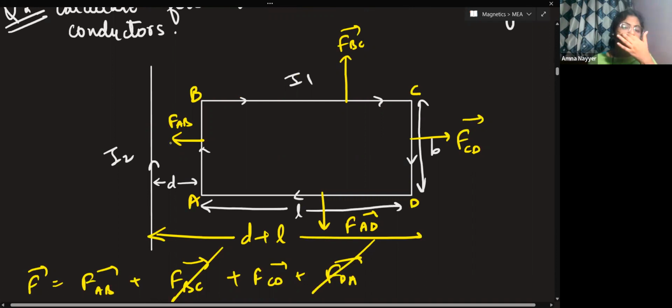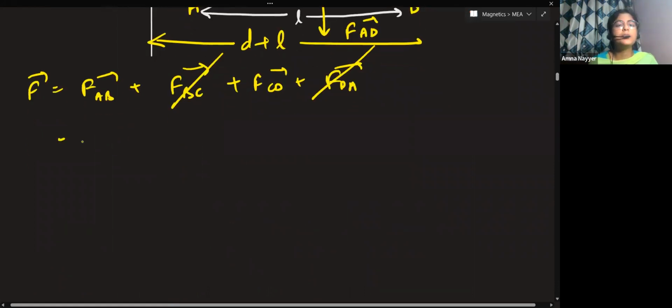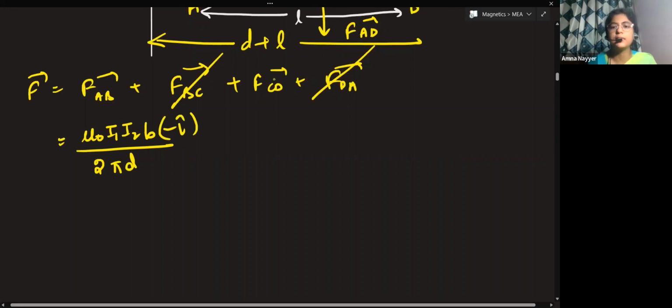So just look at the force FAB. It is attracting. So what was the formula that we studied? Current is flowing I1 only in this. We are calculating force per unit length. No, we are not calculating force per unit length. We are calculating the normal force because length is given. This length is given as B. So this becomes mu naught I1 I2, length is B, divided by 2 pi D. And since it is getting attracted, you can write minus i cap.